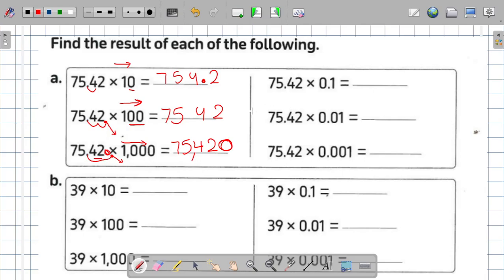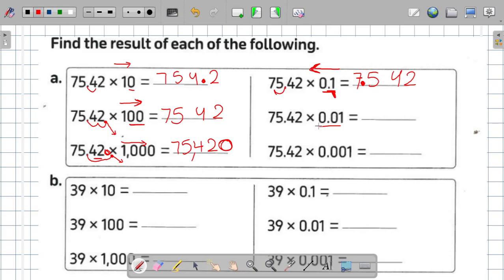Okay, so if I have an operation like this, I want to multiply by 1/10. So I will move the decimal point to the left, one place because I have one digit. So I have 7, 5, 4, 2, and I will move the decimal point one place. So the decimal point will be between 7 and 5. So the result will be 7 and 542,000. Okay.